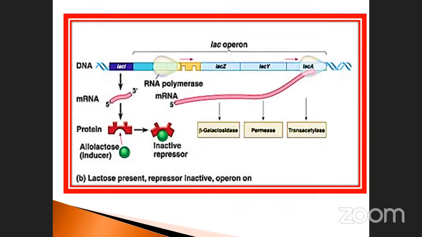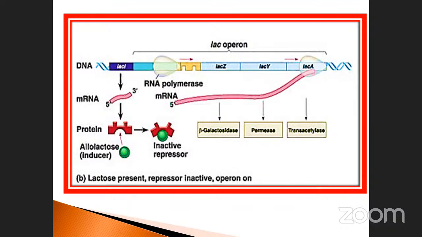Okay, so here we will discuss the three types of activities: lactose present, repressor inactive, operon on. We will discuss this point. Here the promoter gene is there, the structural gene is there, and also another component: inducer, promoter, inhibitor. Corresponding enzymes are also secreted.